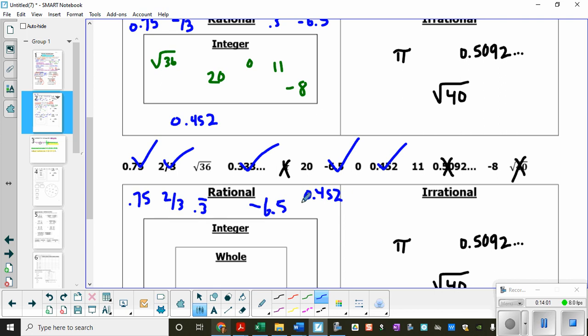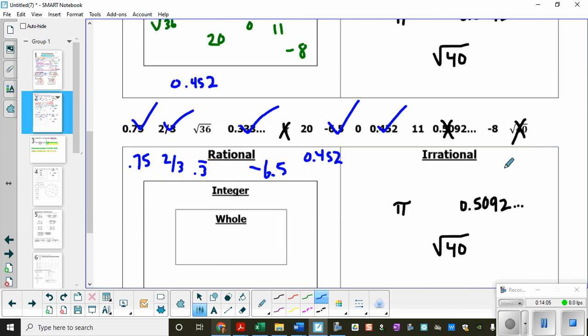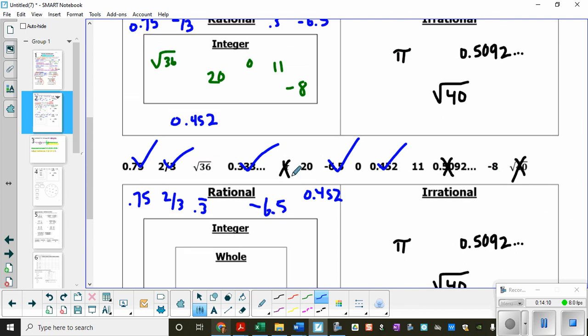So we've got the rational numbers that stayed rational. Irrational is already over here. Like I said, once it was irrational, there was nothing else we could do. But now my goal is to take a look at these green numbers here and see if any of them can be further subcategorized as whole numbers.